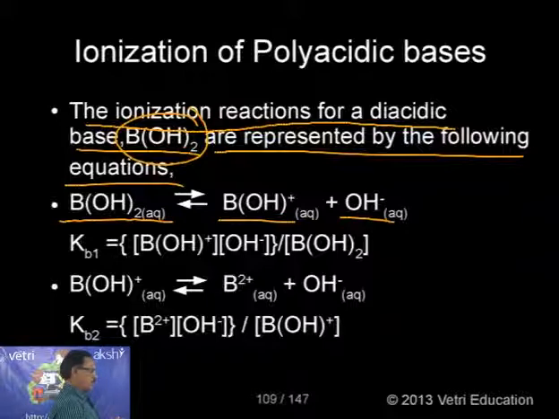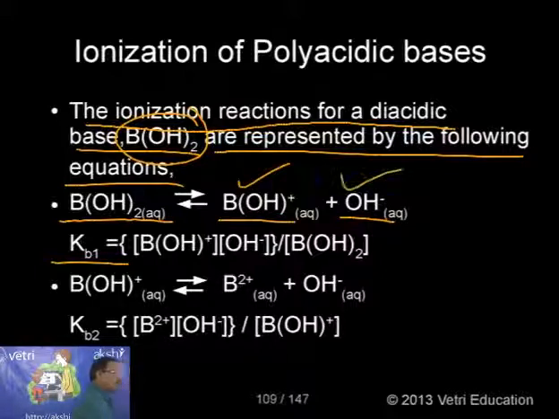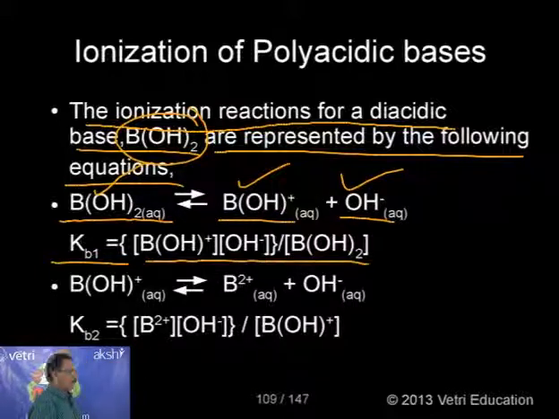For this reversible reaction, the ionization constant Kb1 is equal to the product of BOH+ and OH- divided by B(OH)2. This is Kb1, the first ionization constant for the base. The same way, now what will happen?